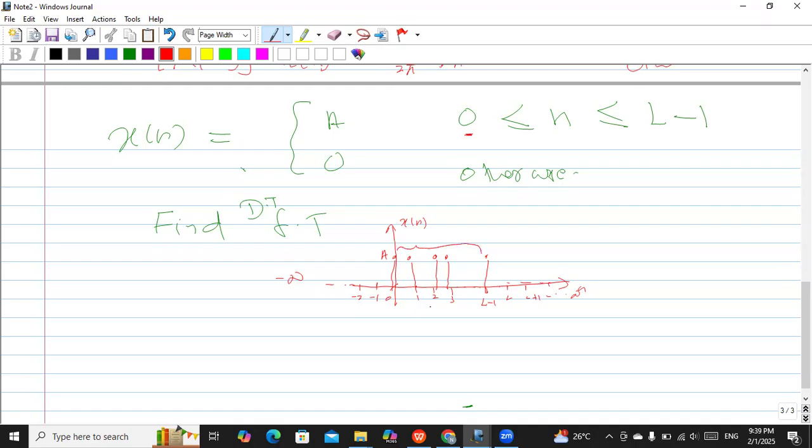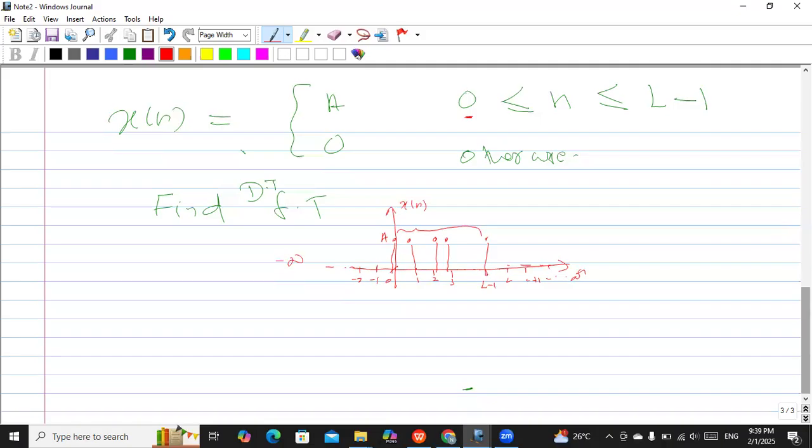What is the length of this sequence? Can anyone tell what is the length of this sequence? How many values are there? If I write x(n), A, A, A like this, how many values are there? This is 0 and this is L minus 1. How many values are there? What is the length of this sequence?